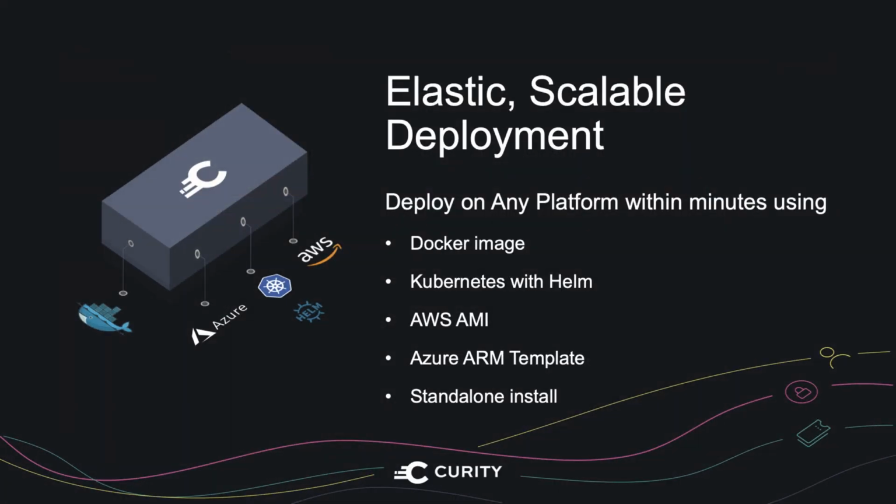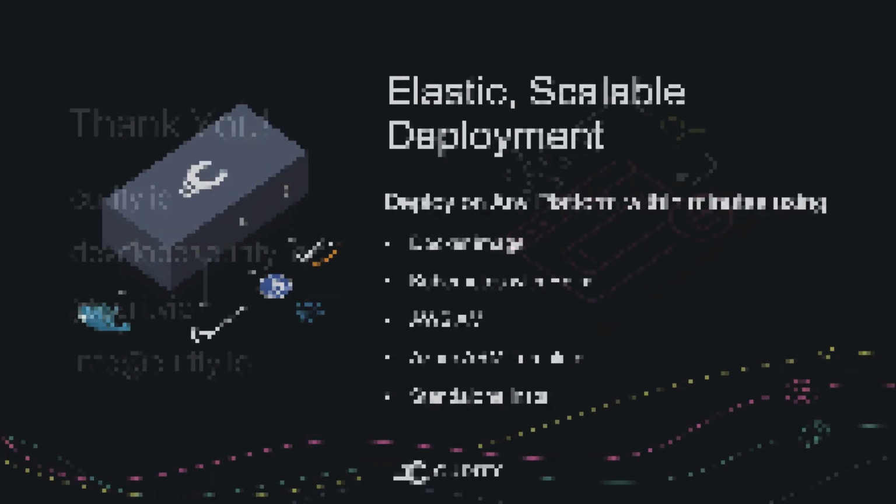That was a short overview of the Curity Admin UI as well as a demo. There are several ways to deploy the server to fit your needs. Official Docker images, provided Kubernetes Helm chart, AWS AMIs, Azure ARM templates, as well as a standalone installation.